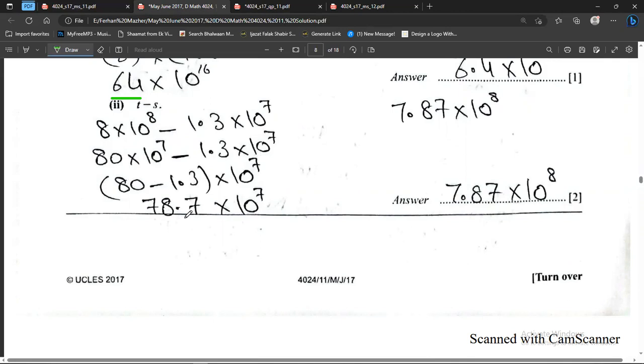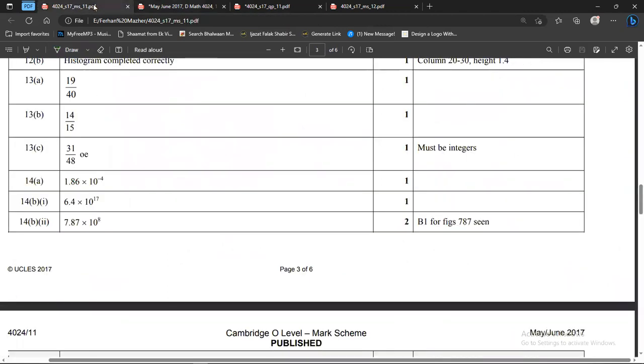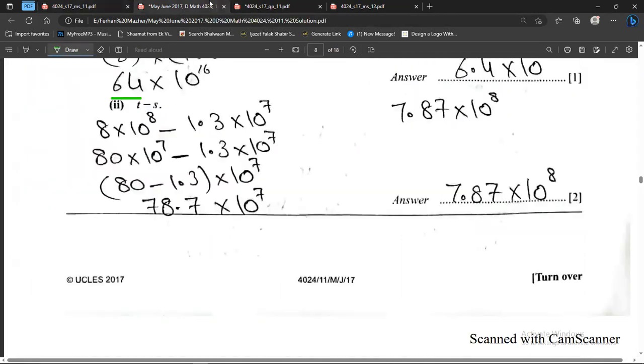That will be 78.7. So you will move this decimal one step to the left and the power will be added here. So 7.87 expo 8. 7.87 expo 8 is the right answer, sir. This is the solution.